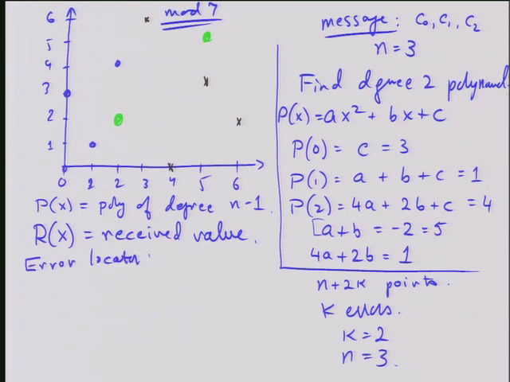So the error locator polynomial is 0 at all those points x where P of x is not equal to R of x. So it just tells you where the errors occurred. It's 0 at exactly those points where errors occurred. So which are the 2 points where errors occurred? It's x equal to 2 and x equal to 5.